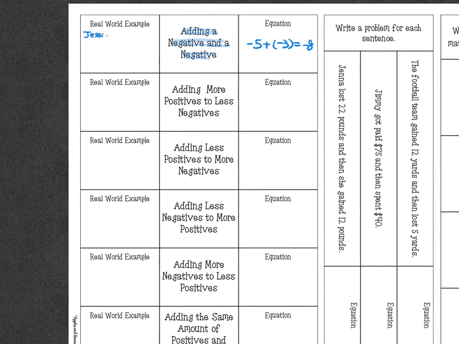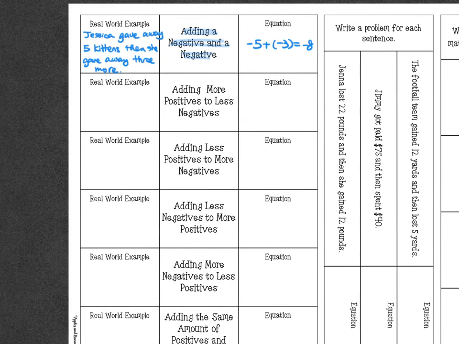I would say Jessica gave away 5 kittens. So she gave 5 kittens away. Then she gave away 3 more. I'm sorry, it's not 5, it's 3. So let me fix this example here. So that's gave away 5, minus 5. Gave away 3, that's minus 3, so negative 8.